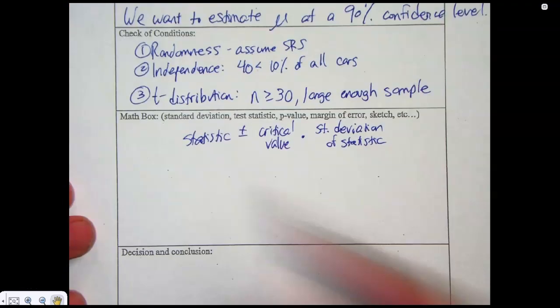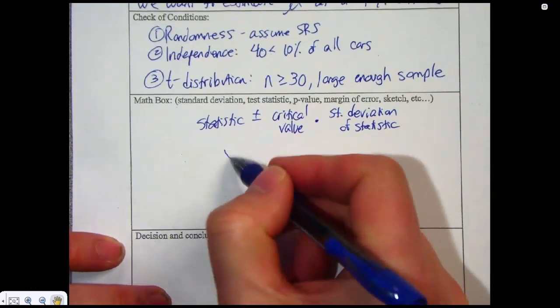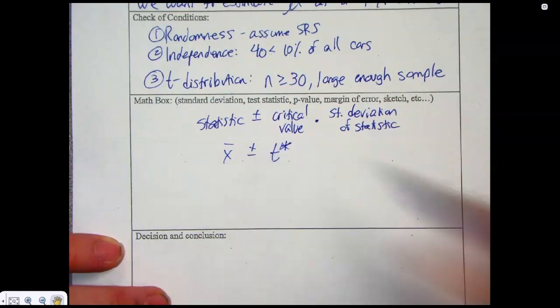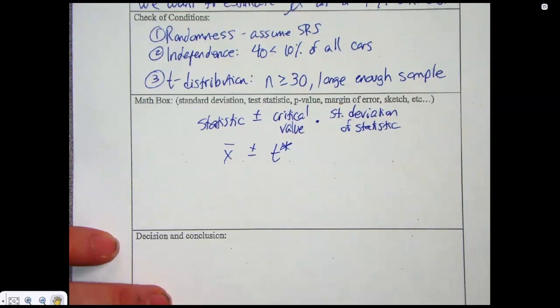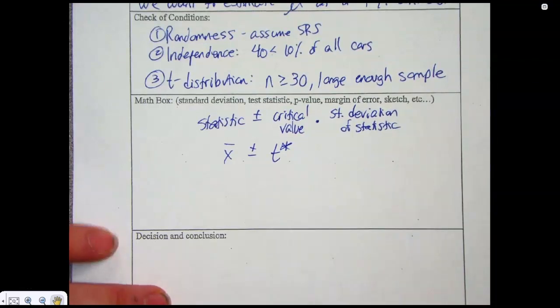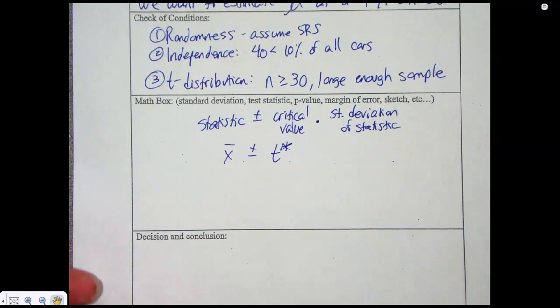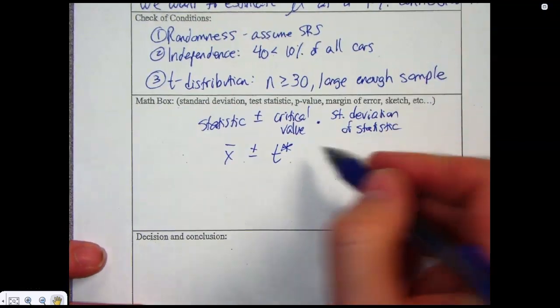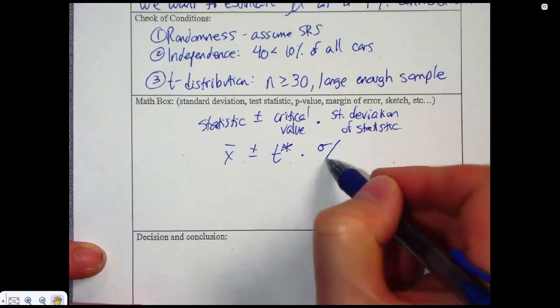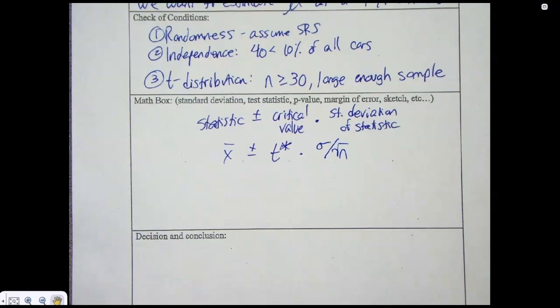Okay. What's the statistic? Represent it with a letter. X bar. Now we're cooking. Critical value is T star. Why is it T star instead of Z star? Because we're dealing with means. If we were dealing with proportions, it'd be Z's. So the standard deviation is the standard deviation divided by the square root of n.